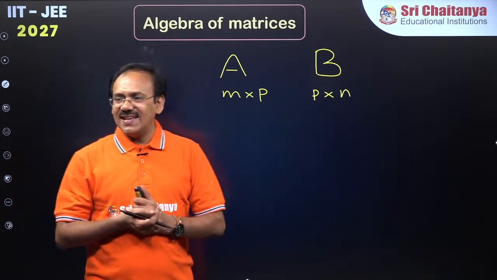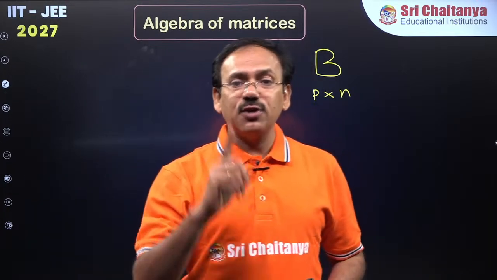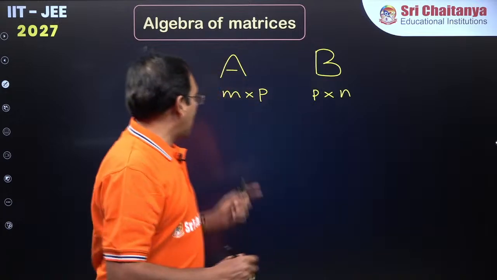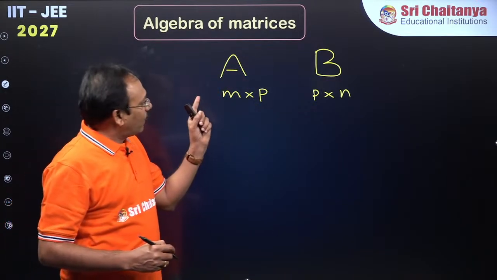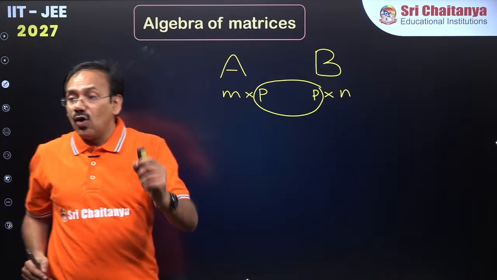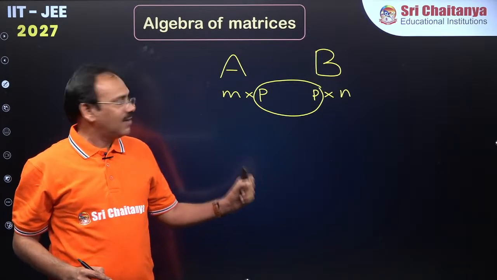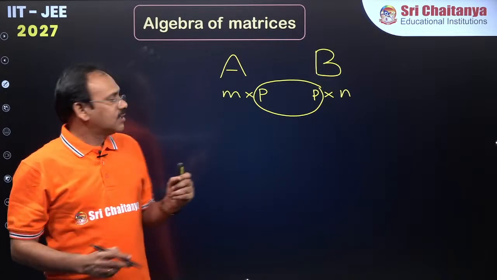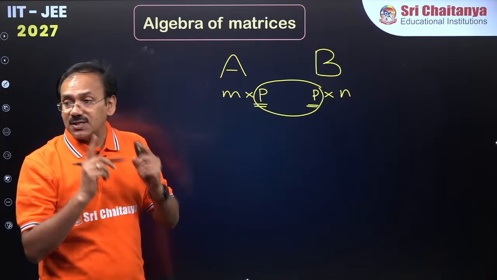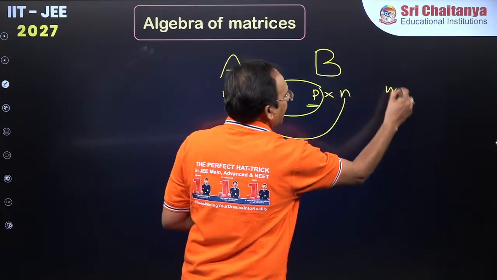A is a matrix of order m by p. First point you have to listen: if you have decided to multiply 2 matrices, the first condition to satisfy is that the number of columns of the first matrix and the number of rows of the second matrix must be the same. Then only you can multiply 2 matrices. If matrices of order m by p and p by n are given, then only you can multiply, and the resultant matrix will have the order m by n.